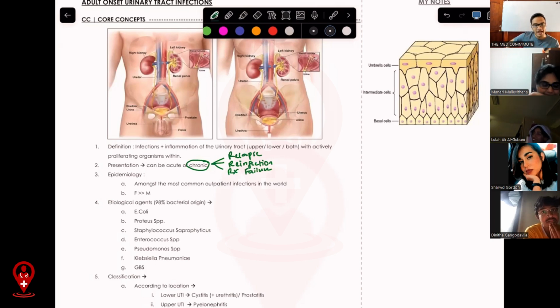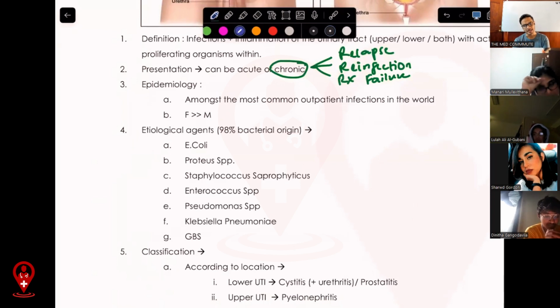Etiological agents, right? As you all mentioned, bacterial is the most common. Here, guys, look at this. E. coli is the most common species causing this. More than 80% of UTIs are caused by E. coli. Now, E. coli has different varieties. For urinary tract infections, there is one called UPEC, uropathogenic E. coli. This is the strain. Then there is enterohemorrhagic E. coli. There are different forms of E. coli, but this UPEC is the most common one.